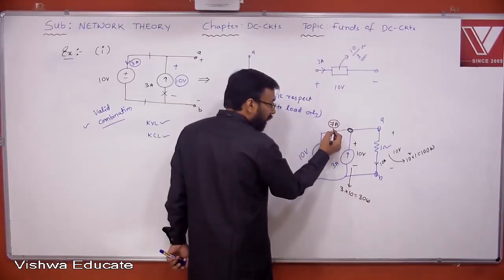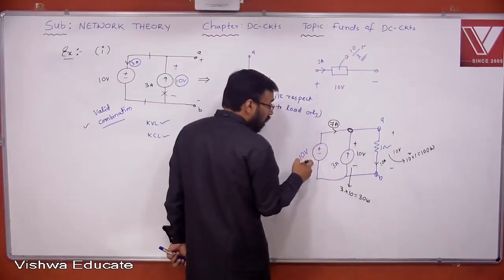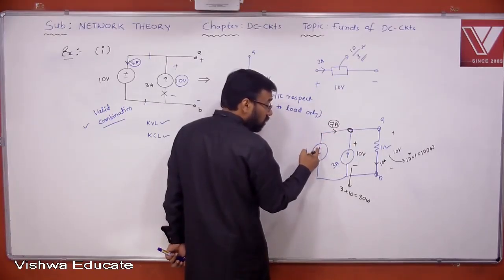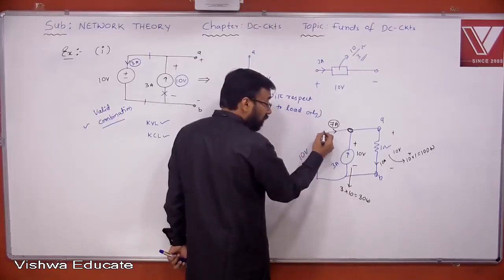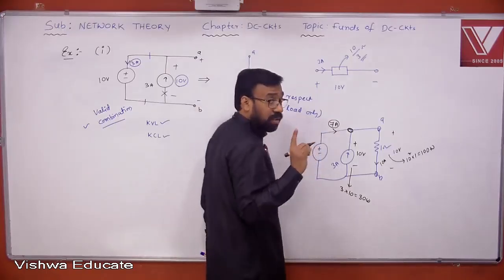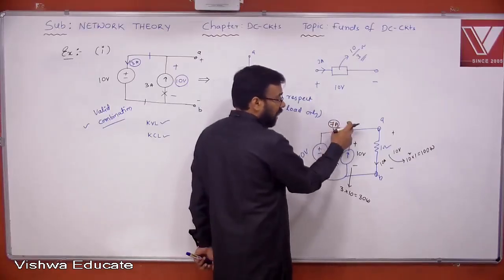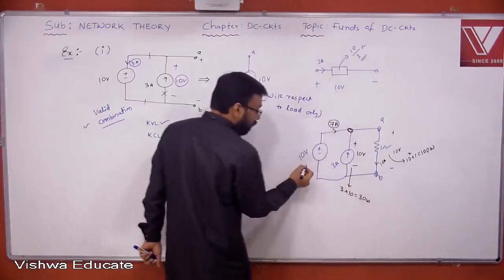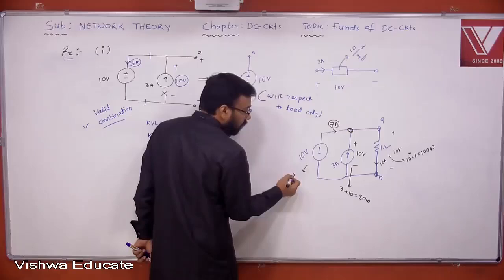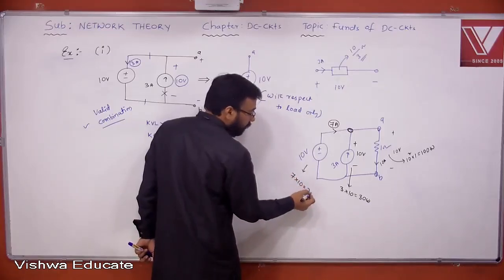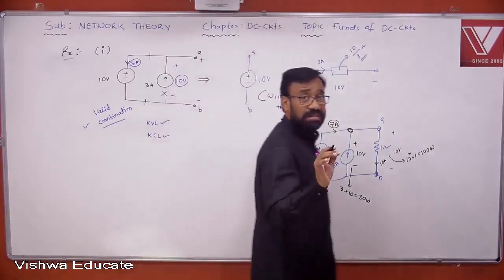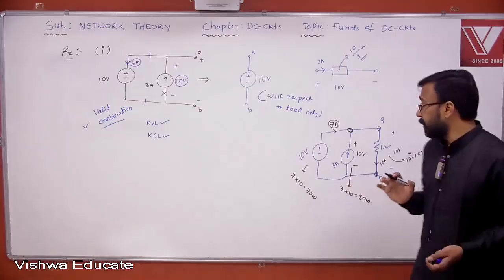How did you identify this direction of current? This direction of current is identified based on KCL, not based on the polarities of this voltage source. Some people may think that current always flows from higher potential. Not like that, I'm telling you. This is only to satisfy Kirchhoff's current law at this node. Now tell me, what is the power? 7 into 10, 70 watt. Is it clear?